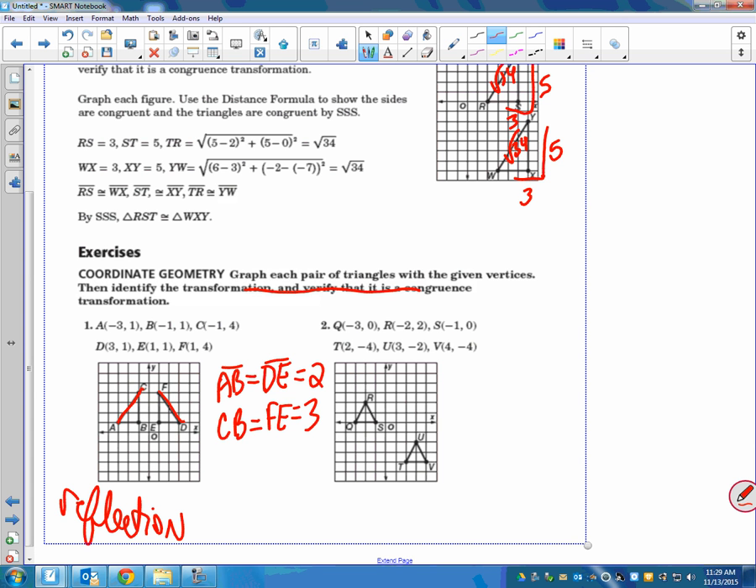Could I do the Pythagorean theorem on number 2 when I get to number 2? No, because it's not a right triangle. So you still have to know the distance formula.